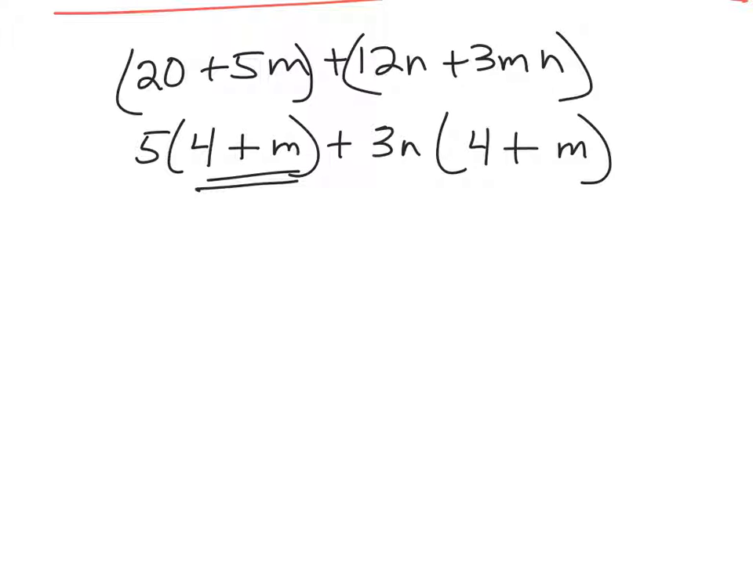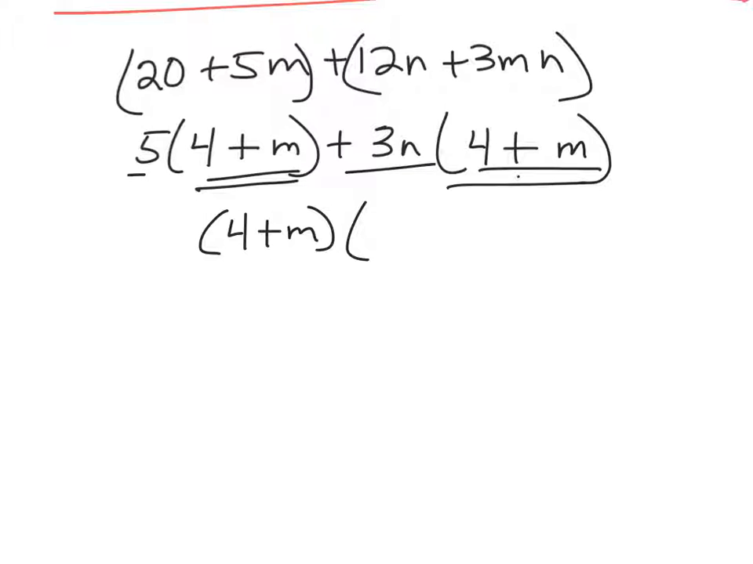So we got what we wanted. We got these two parentheses to match up. Okay, and remember when we have grouping, when our two parentheses are the same, that's going to make one factor in our answer. And the other factor comes from what's on the outside, 5 plus 3n.